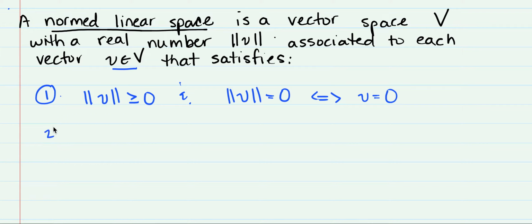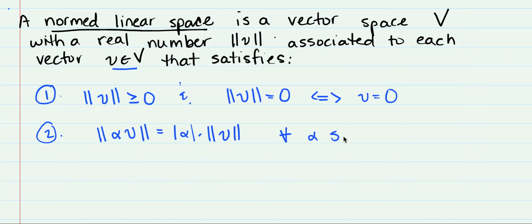The second thing is that if you take a scalar and multiply it with a vector, and then take the norm of that vector, it would be the same as just taking the norm of the vector and multiplying it by the absolute value of the scalar. And then the last thing you have to satisfy is the triangle inequality.